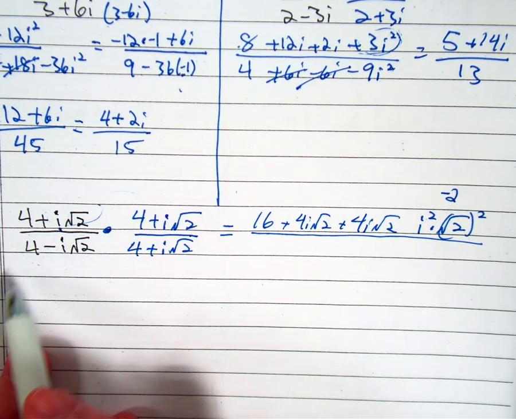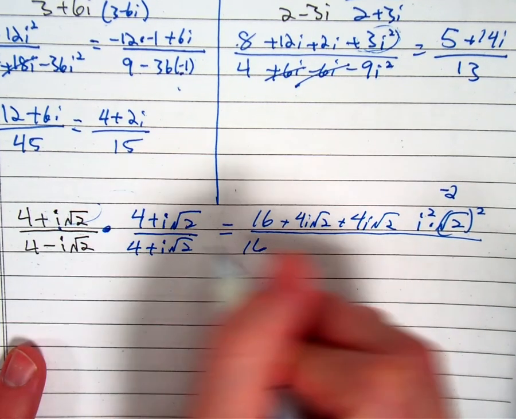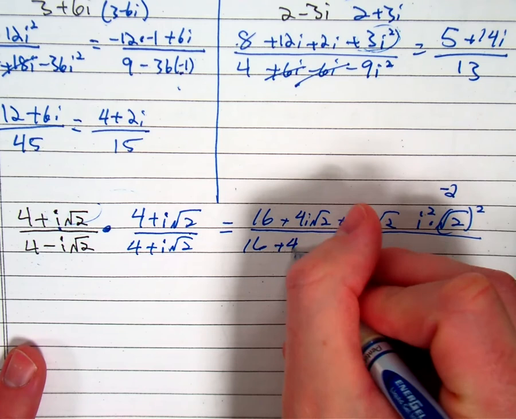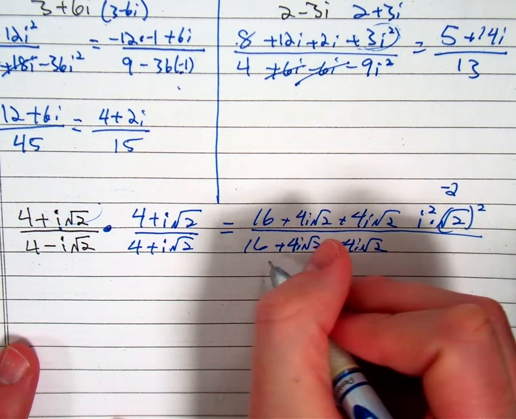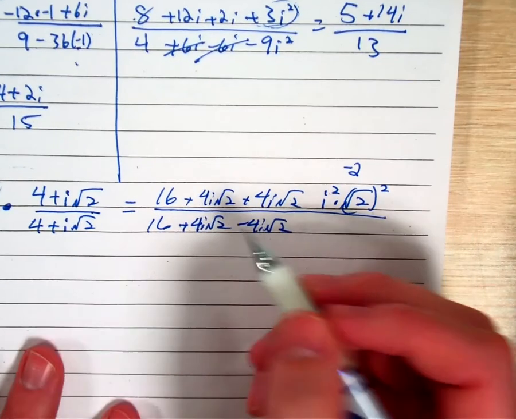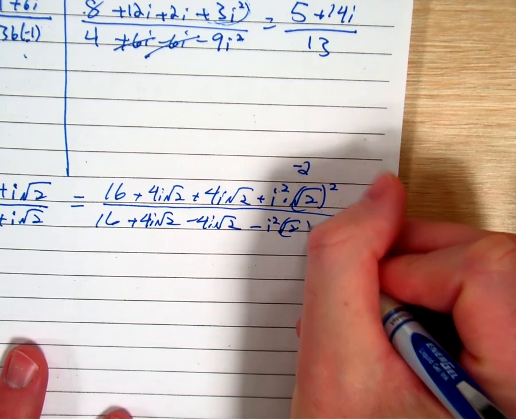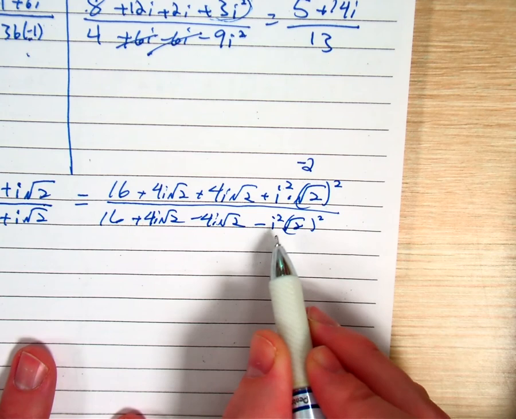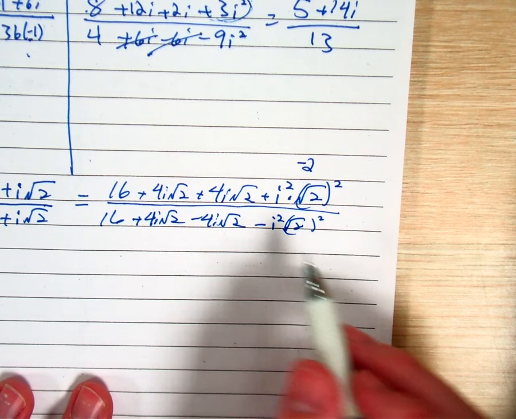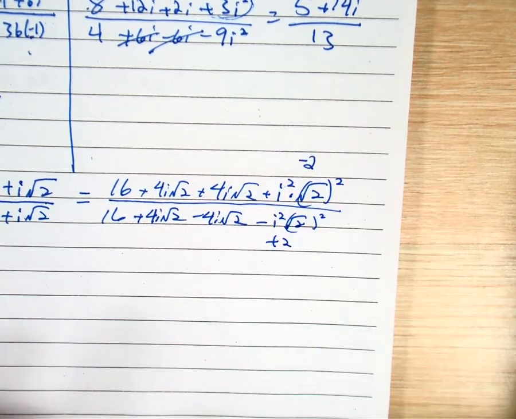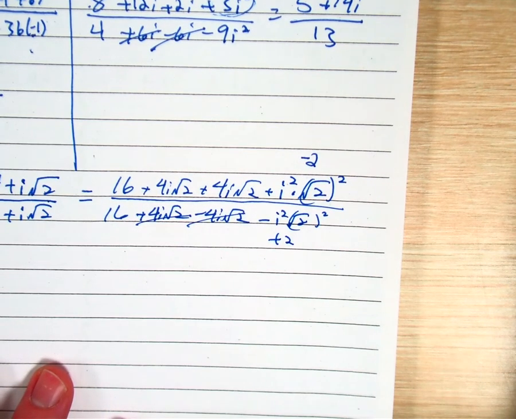Okay, looking across the bottom. 4 times 4, so it's going to be pretty similar here, maybe just some different signs. So we got 16 plus 4i radical 2 minus 4i radical 2 minus i squared radical 2 squared. This one was a plus. Again, we talked about this. Square root of 2 squared is 2, i squared is negative 1, and we have a minus, so this is actually going to become a plus 2. The plus 4i and the minus 4i radical 2's cancel out.